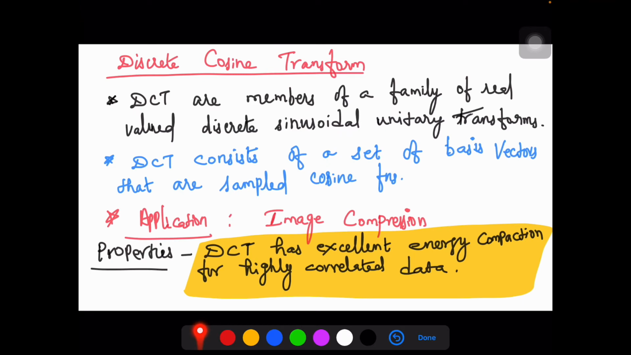Discrete cosine transforms, DCTs, are members of a family of real-valued discrete sinusoidal unitary transforms. DCT consists of a set of basis vectors that are sampled cosine functions. The applications are majorly in the domain of image compression because of the property that it has excellent energy compaction for highly correlated data.